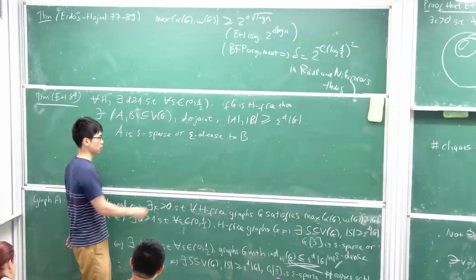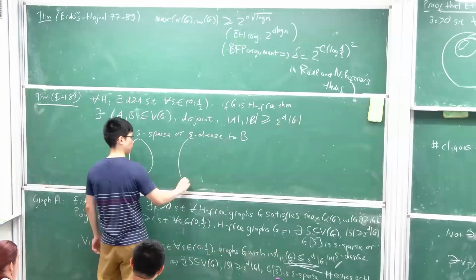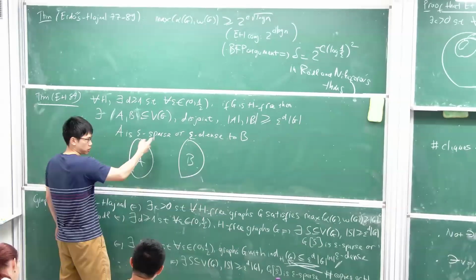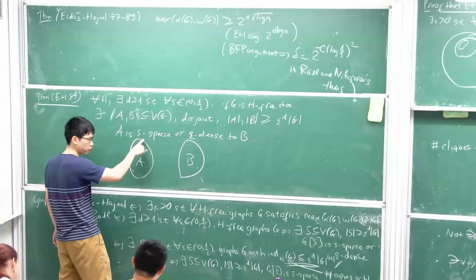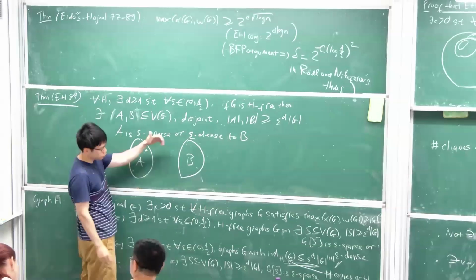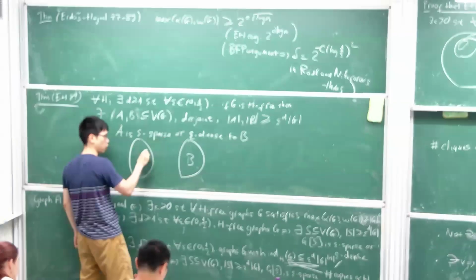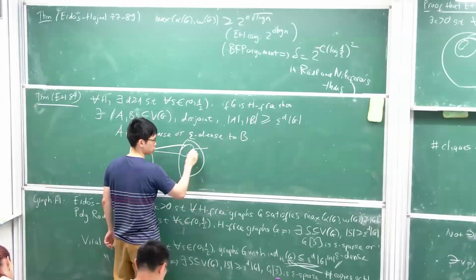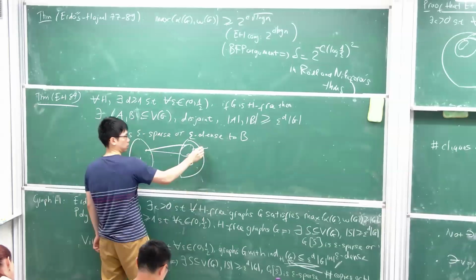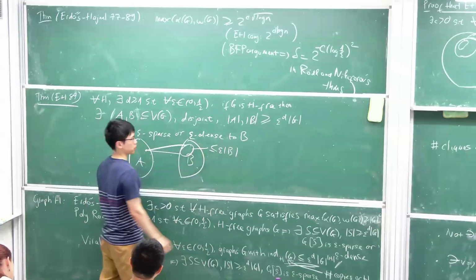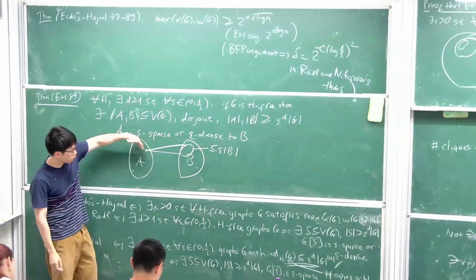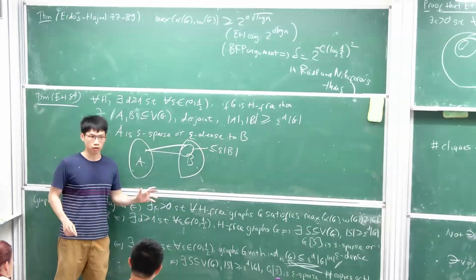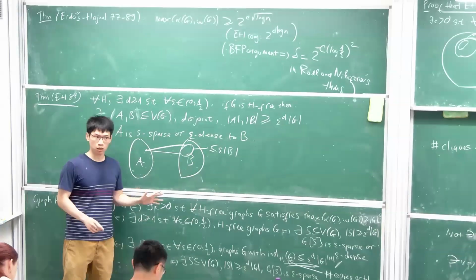So here we have two vertex subsets, A and B. By saying epsilon sparse, I mean every vertex in A has at most epsilon times |B| neighbors in B. So every vertex in A only sees an epsilon fraction of the vertices in B. And by saying epsilon dense, I mean every vertex in A only misses at most an epsilon fraction of the vertices in B.